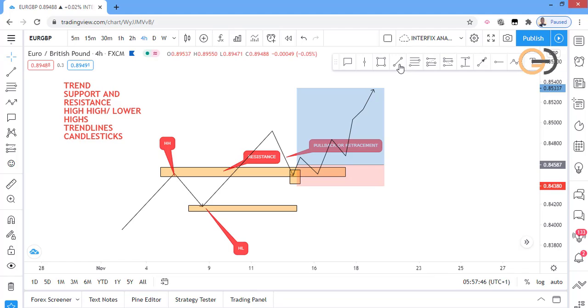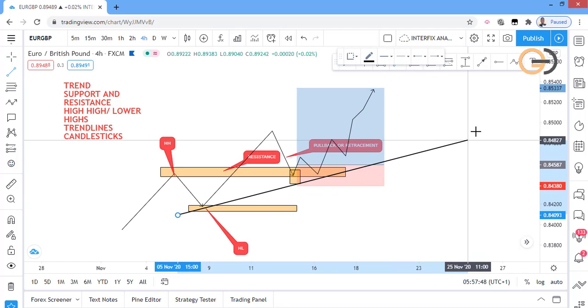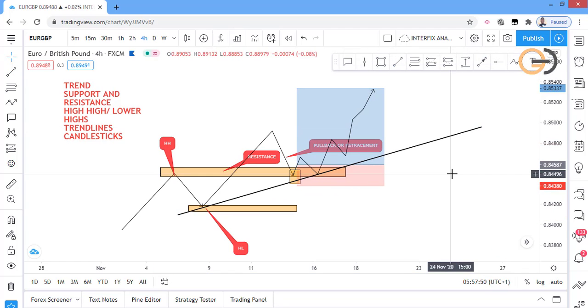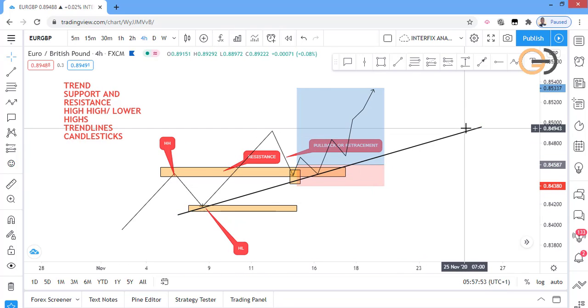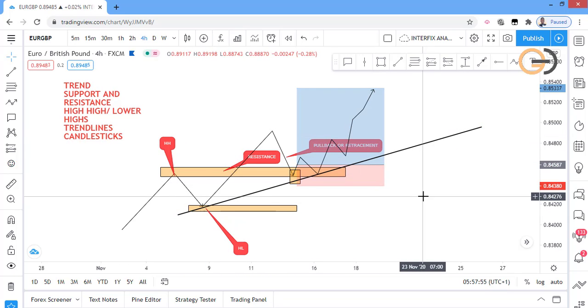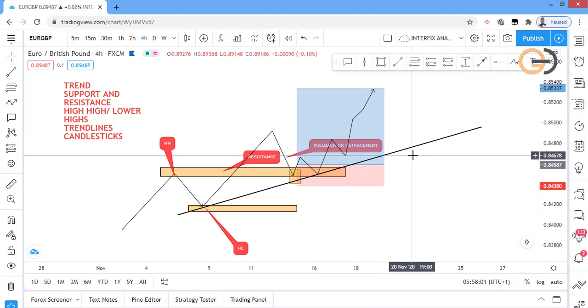This is the first concept, and then you can see the trend to the upside. So we can put our trend line to get it. Alright, so this is the concept we are going to be working with in an uptrend.